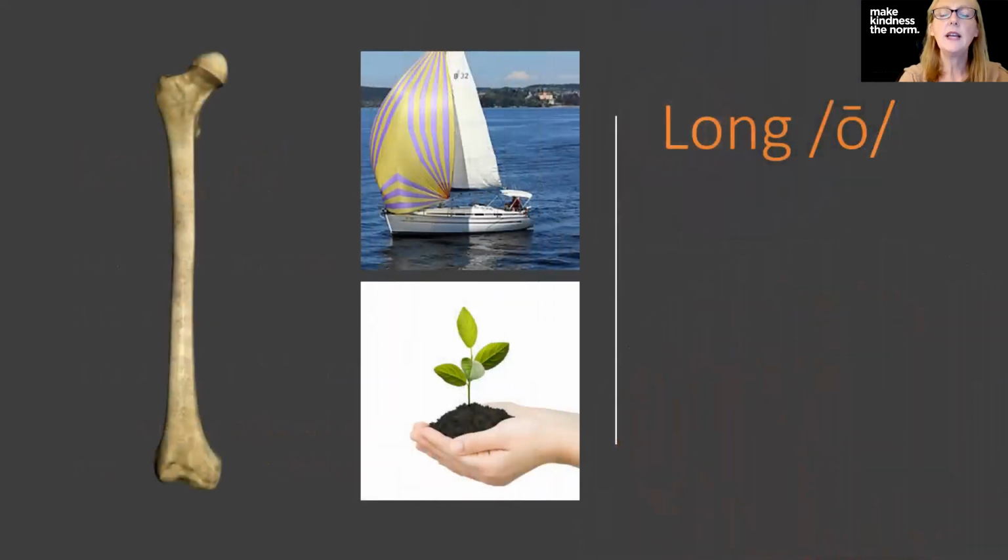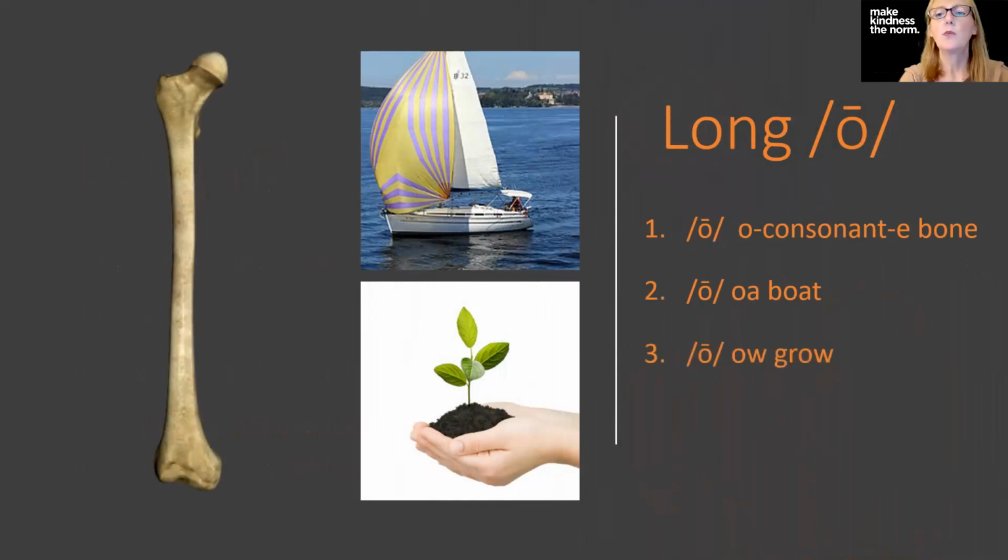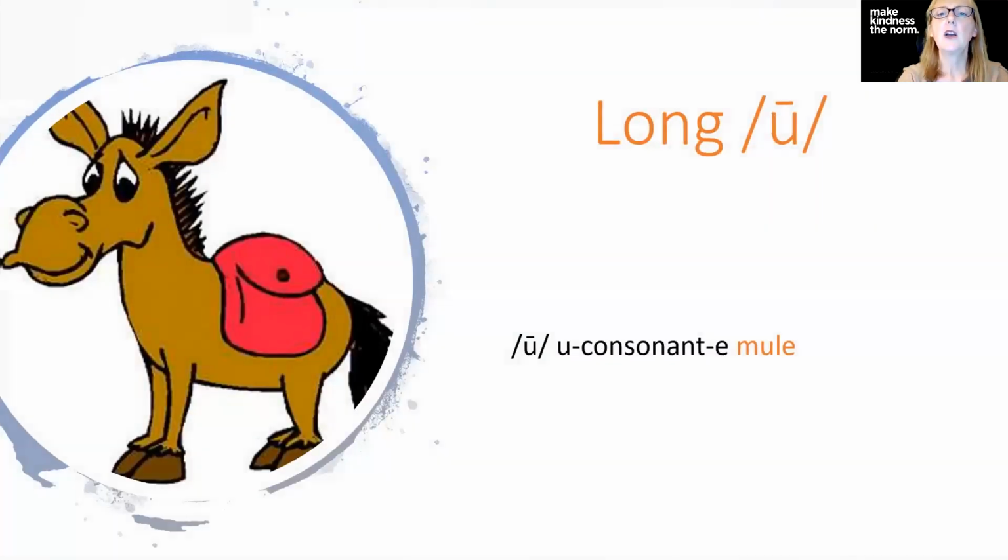The long O sound is made O consonant E, like in the word bone. Also OA, like in the word boat. And we wouldn't end a word with OA. The word OW is how we would end a word with a long O sound, like in the word grow or mow the yard. The long U sound is U consonant E, as in the word mule.